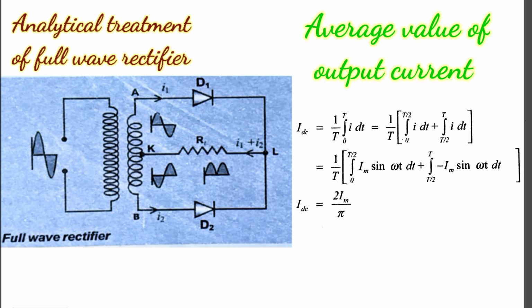The average value of the current is IDC equals 1 upon T integration from 0 to T of I dt, equals 1 upon T [integration from 0 to T upon 2 of I dt plus integration from T upon 2 to T of I dt], equals 1 upon T [integration from 0 to T upon 2 of Im sin omega t dt plus integration from T upon 2 to T of minus Im sin omega t dt]. So IDC equals 2Im upon pi.